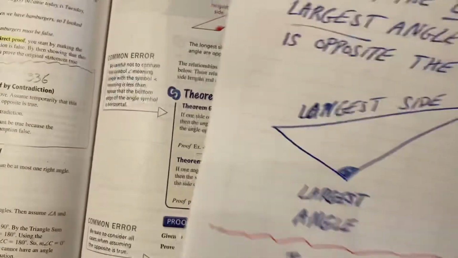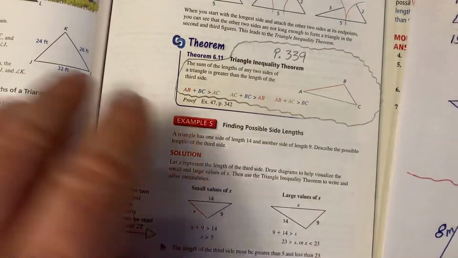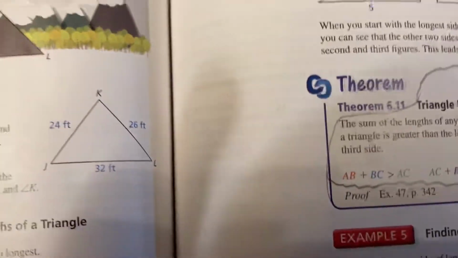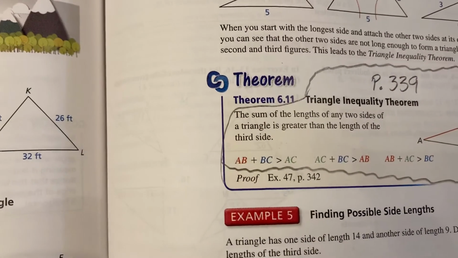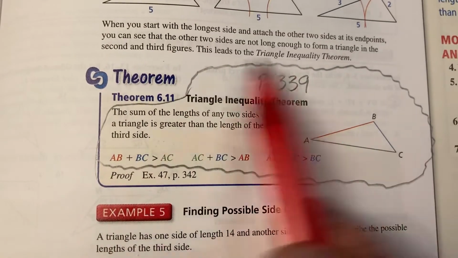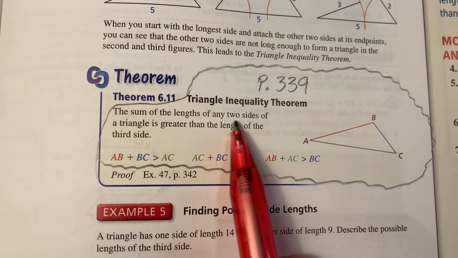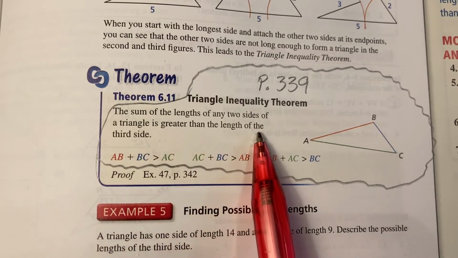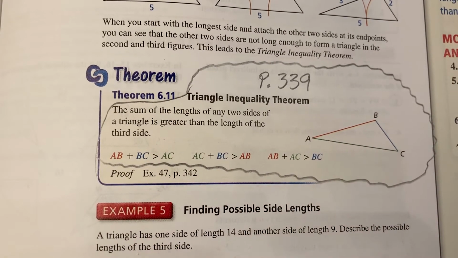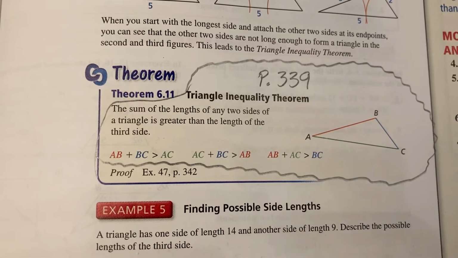Then we have the next thing for your viewing pleasure in your notebooks. Page 339. Put this in your notebooks. Triangle inequality theorem. It states the sum of the lengths of any two sides of the triangle is greater than the length of the third side. Okay, here's a triangle. Let me go ahead and copy that. It's on page 339.